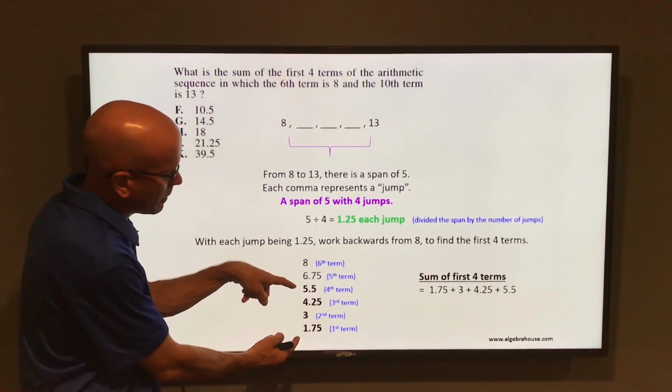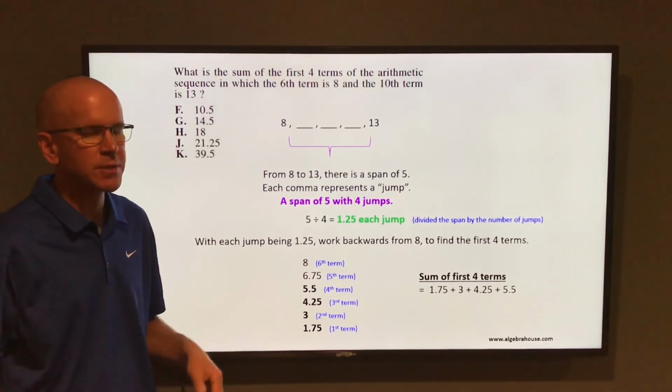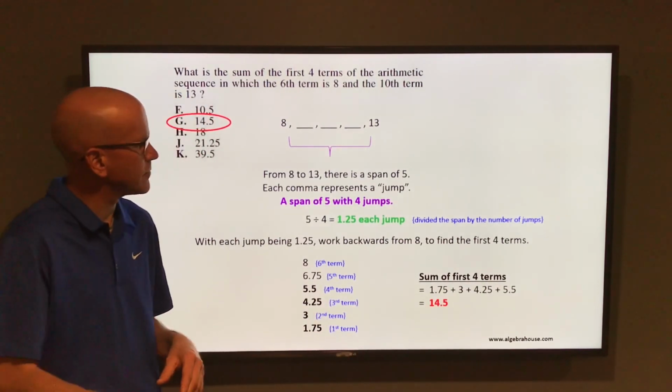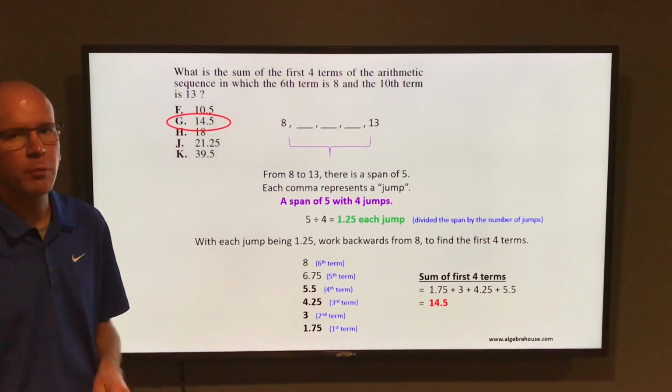We need to find the sum of those first 4 terms. So the sum of the first 4 terms, just to add those up, is going to be 14.5. So the sum of the first 4 terms is letter G, 14.5.